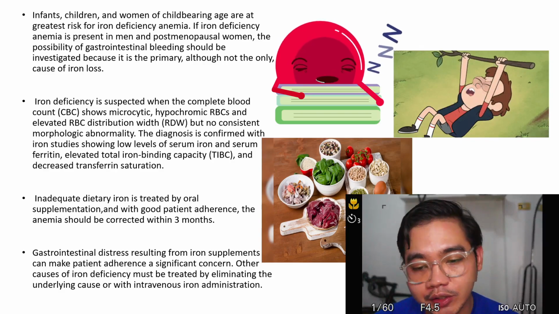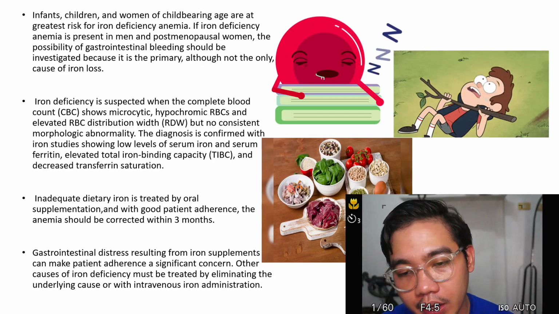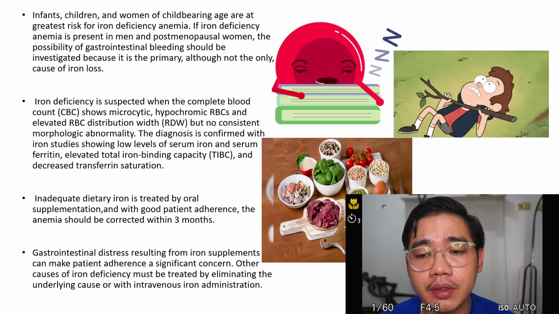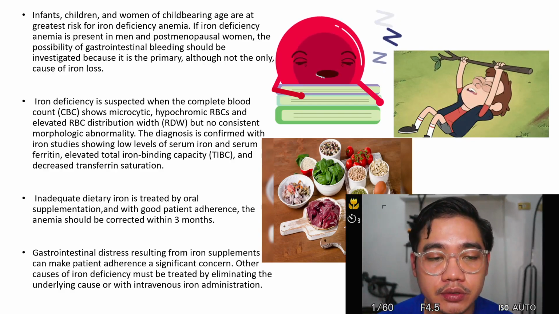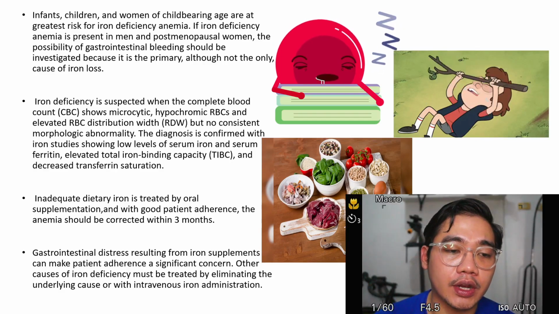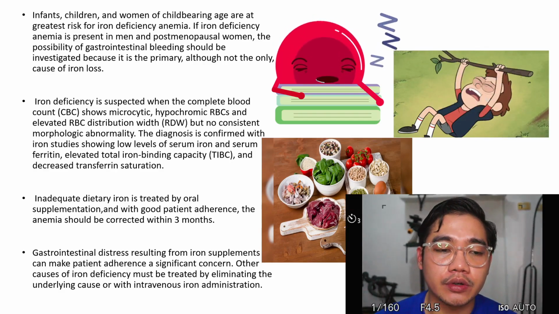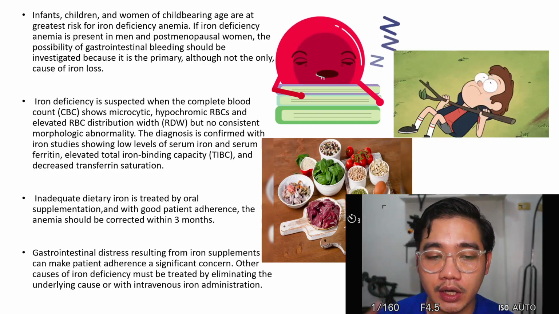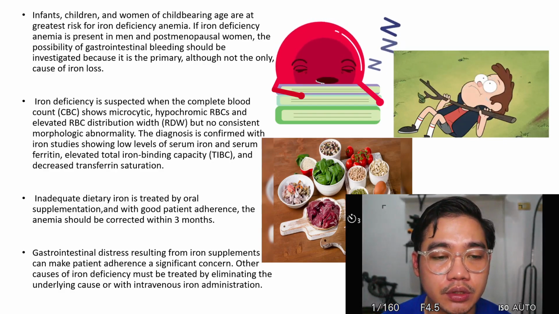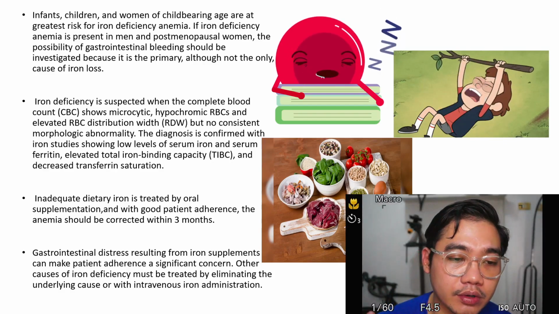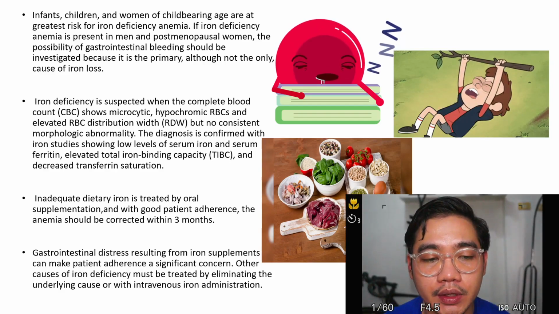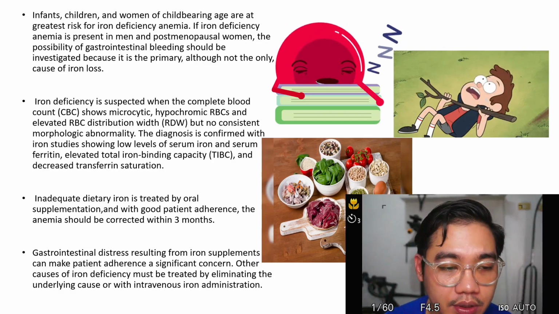So, in the case of your iron deficiency anemia, of course, you have no iron, so your body cannot make hemoglobin. And since you cannot make hemoglobin, there's nothing that will fill up your RBCs, making them microcytic, small, and hypochromic. There is also an elevated RBC distribution width, meaning they vary in sizes, anisocytosis. Diagnosis is confirmed with iron studies showing low levels of serum iron and serum ferritin. Serum ferritin is your storage form of iron, and there is an elevated total iron binding capacity and a decreased transferrin.